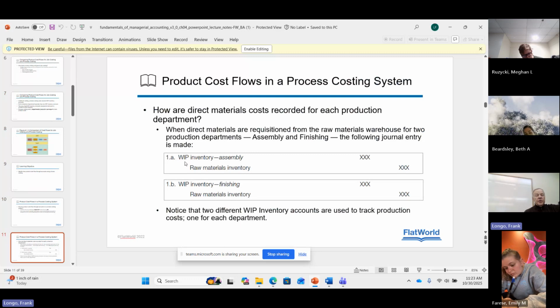So in journal entry 1A, raw materials were taken from the warehouse and put into the assembly department. The assembly department has a work in process account for inventory. The finishing department is a different department. It too uses raw materials. It gets its own account. That helps us keep better track of the materials, and it helps us evaluate the departments.